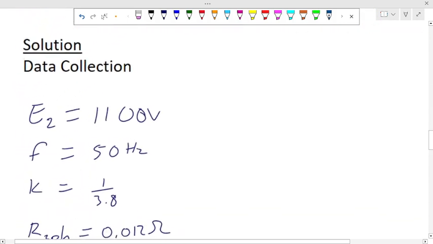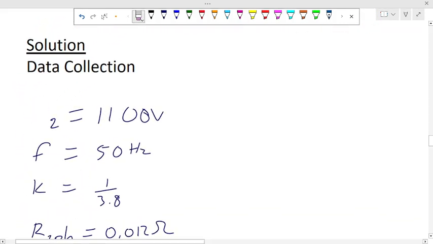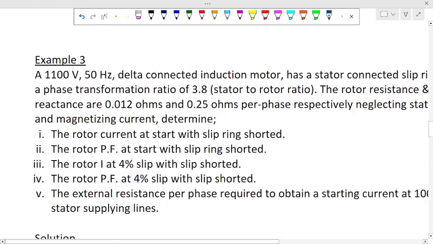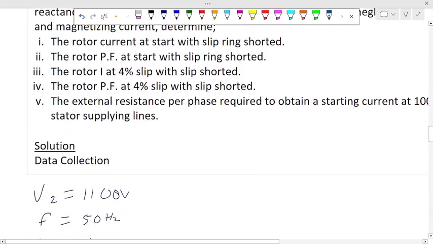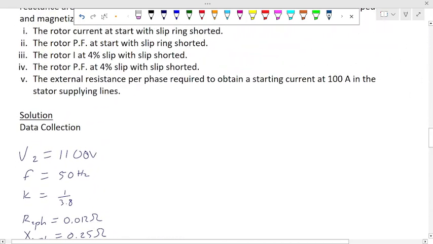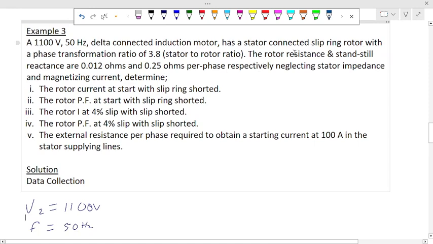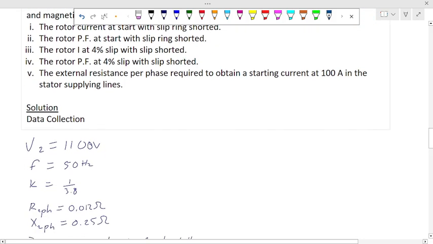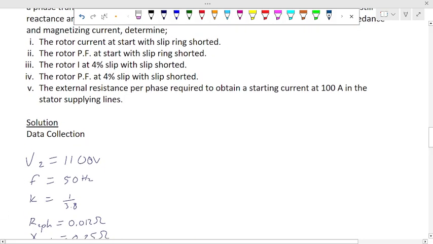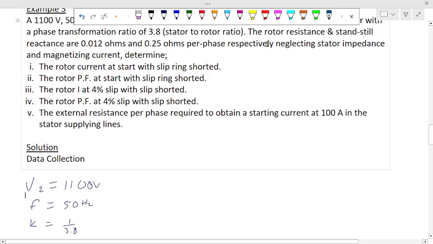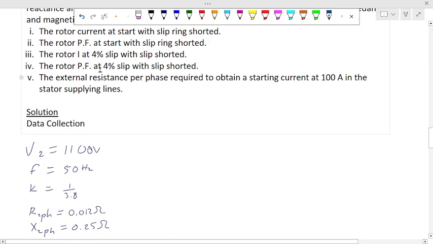And of course this should be V2, which we have as this. And frequency 50 hertz we have as this. Let's continue. Now the rotor resistance and standstill reactance are this and this, per phase respectively. Neglecting stator impedance and magnetizing currents. Determine 1. Rotor current at start with slip ring shorted.